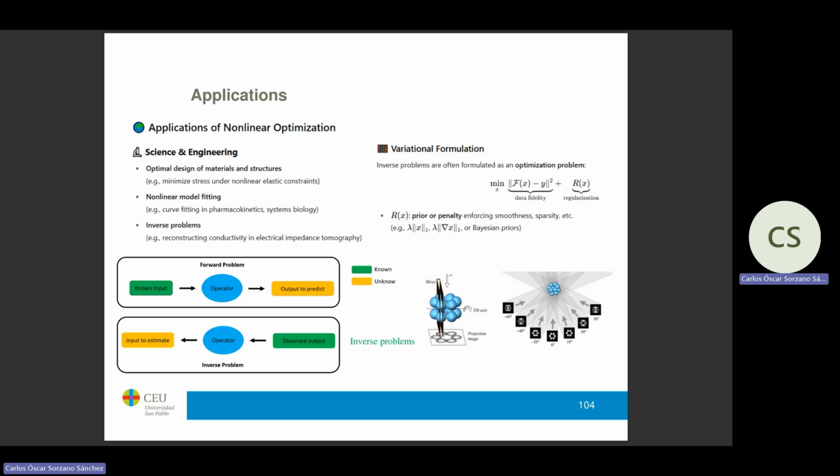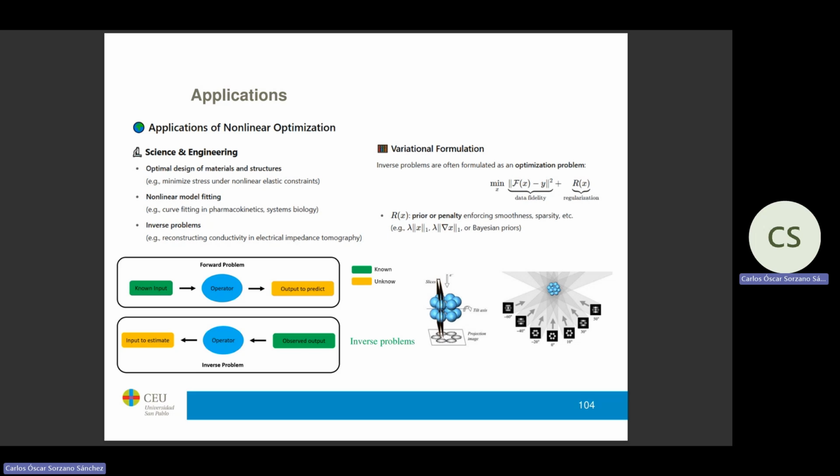Here you have a summary of them. And so, for instance, the L1 norm of X, you know that it promotes sparsity, or even the L1 norm of the derivative of X, or some Bayesian priors or whatever. And here you have another inverse problem, for instance.